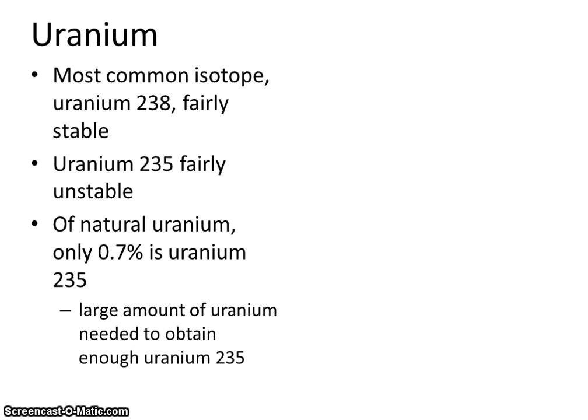So there has to be a process, and there is a process, for separating out those two isotopes, which look very much alike to the naked eye. So it has to be a microscopic chemical process that identifies those and sorts them out.